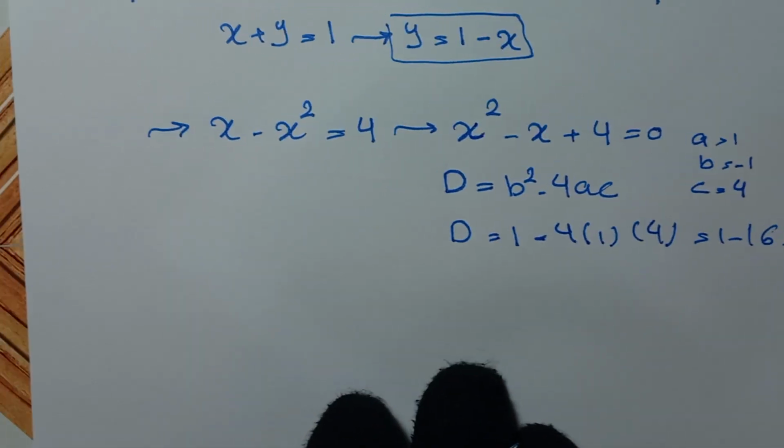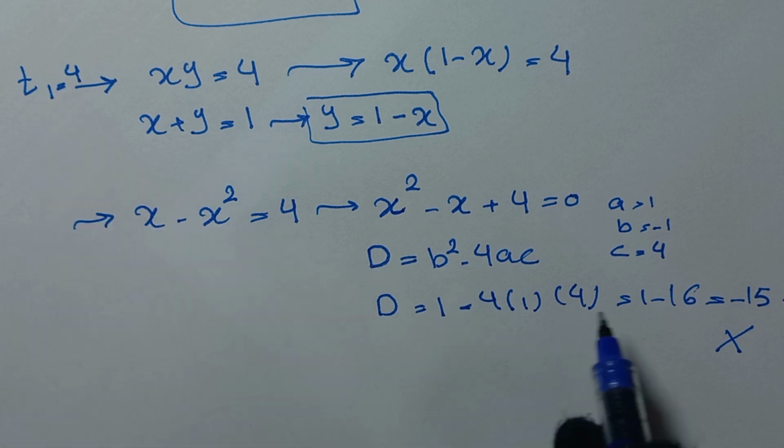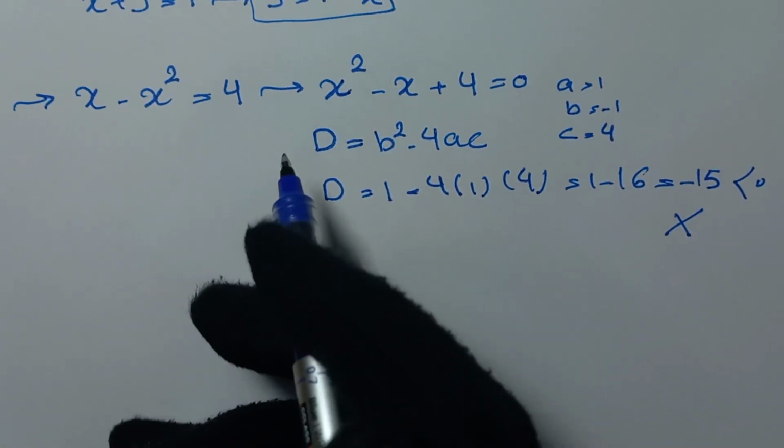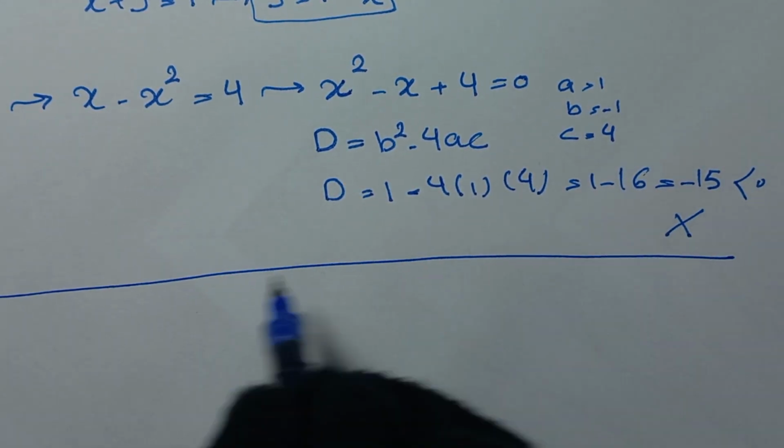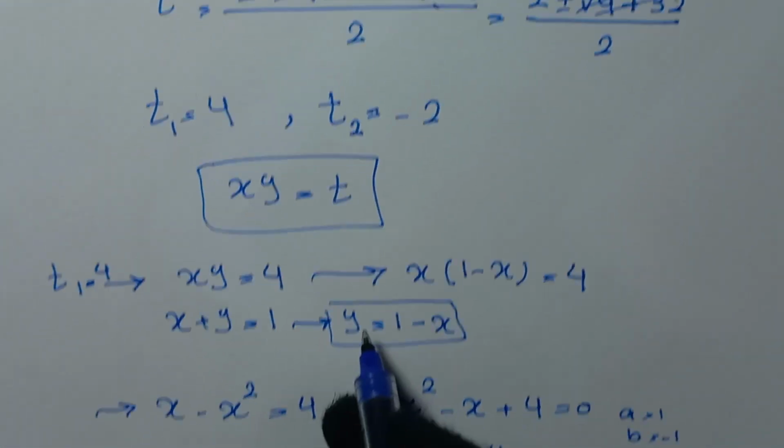So for t1 equal to 4, we have no real solution. And in next step, we write t2 is equal to negative 2.